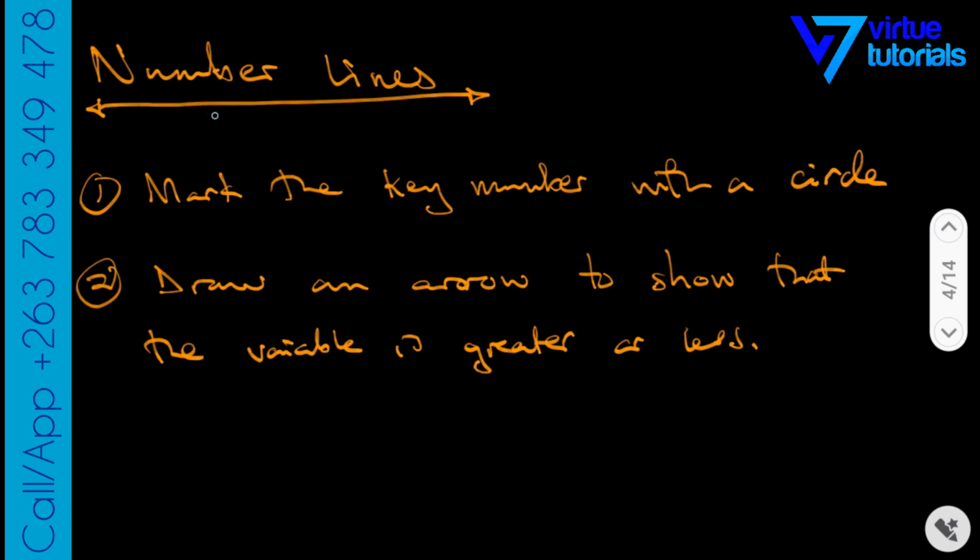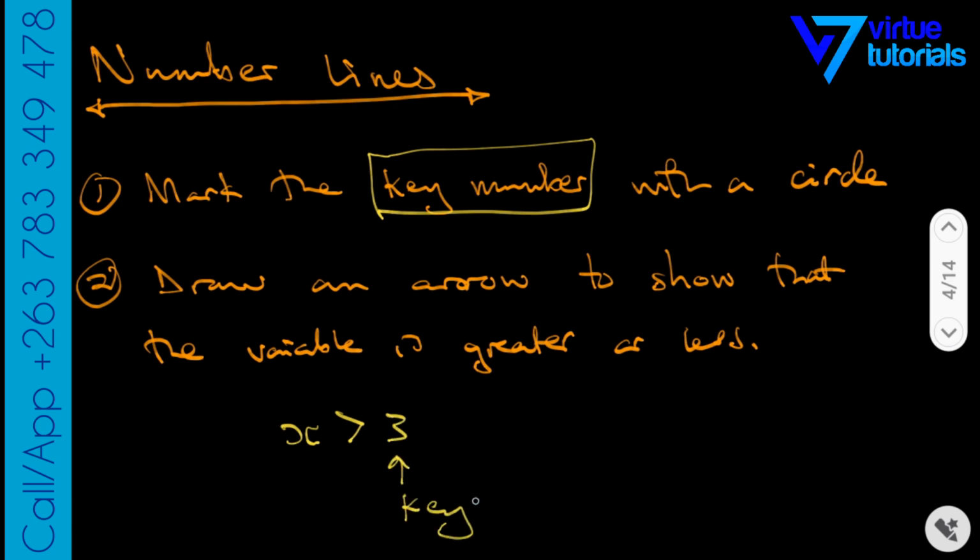Now, let's look at number lines. Inequalities can be represented by number lines, right? Number lines can be used to show the same information as an inequality statement. So how do you show an inequality on a number line? There are really about two steps. You mark the key number with a circle, the key number in question, and then you draw an arrow to show that the variable is greater or less. So if x is greater than 3, our key number is 3, and then I have to draw an arrow that points in the direction of numbers that are bigger than 3.